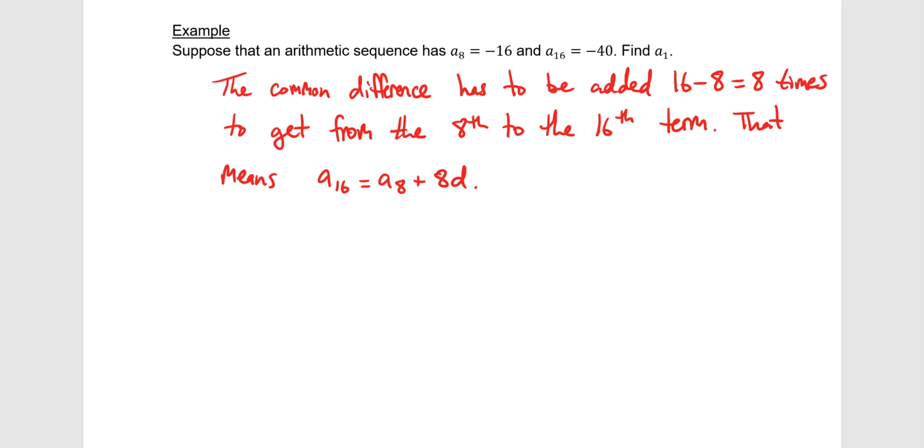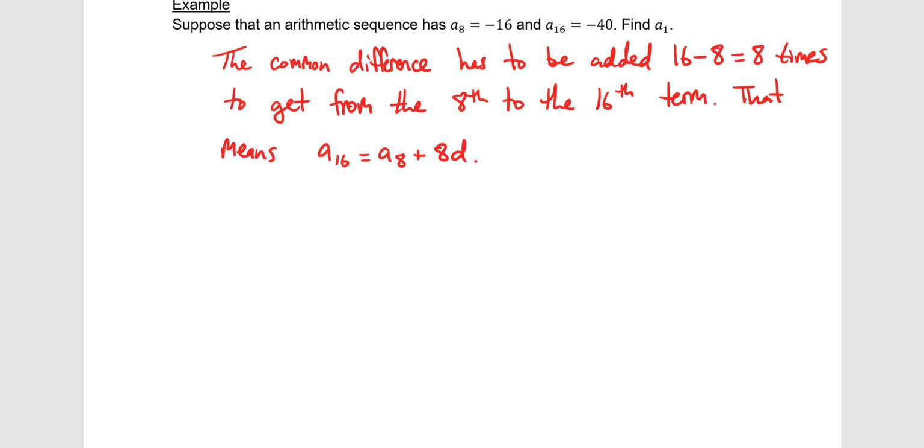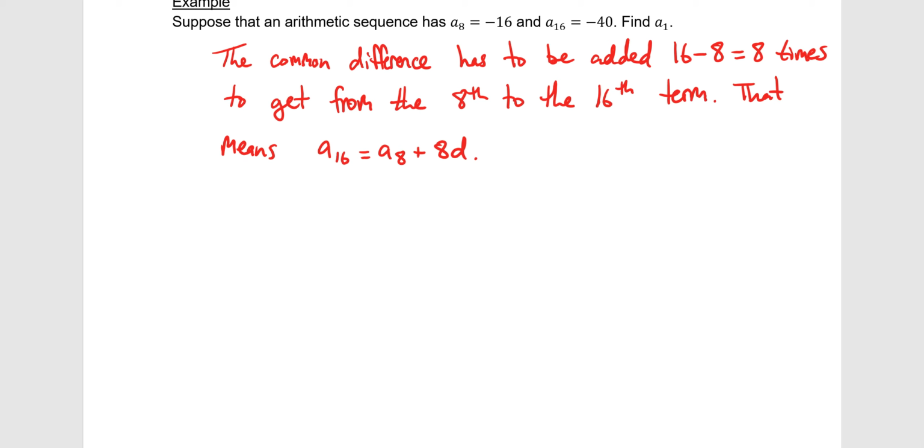And what we can do is actually solve this for d. We can find the common difference now because we're given the 8th and the 16th term. So let's go ahead and do that. Let's find d, and we're going to use what we just found. So it's a lot easier than having to just keep on adding and guessing and checking.